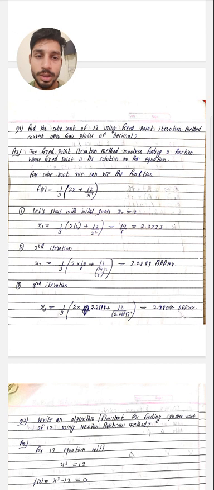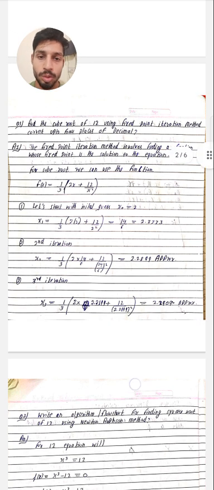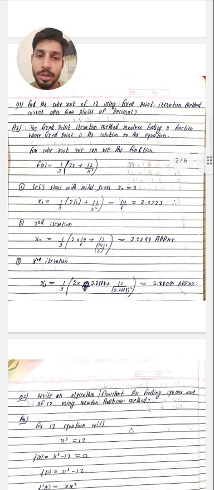For the first iteration, we keep the value of x naught is equal to 2 because the cube of this value, 8, is most close to 12. So we take the x naught value as 2 and keep it in the formula. After keeping it in the formula, we get the value as 2.3333 in the first iteration. This is the answer of the first iteration.